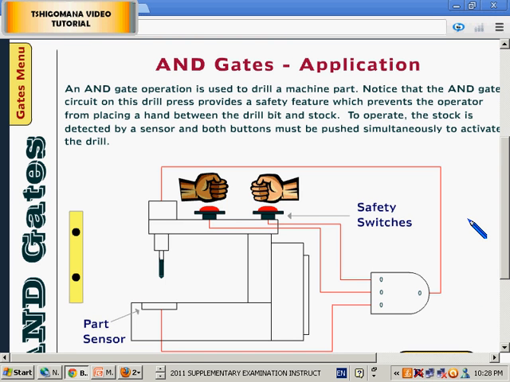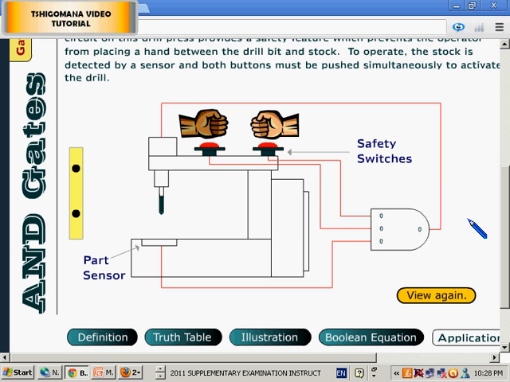Now, to operate, the stock is detected by a sensor and both buttons must be pushed simultaneously to activate the drill. Now, let us try to view. In other words, in order for the drill to start operating, both switches must be on, in other words, both switches must be closed. Now, this is an example of an AND gate. This is the sensor part.